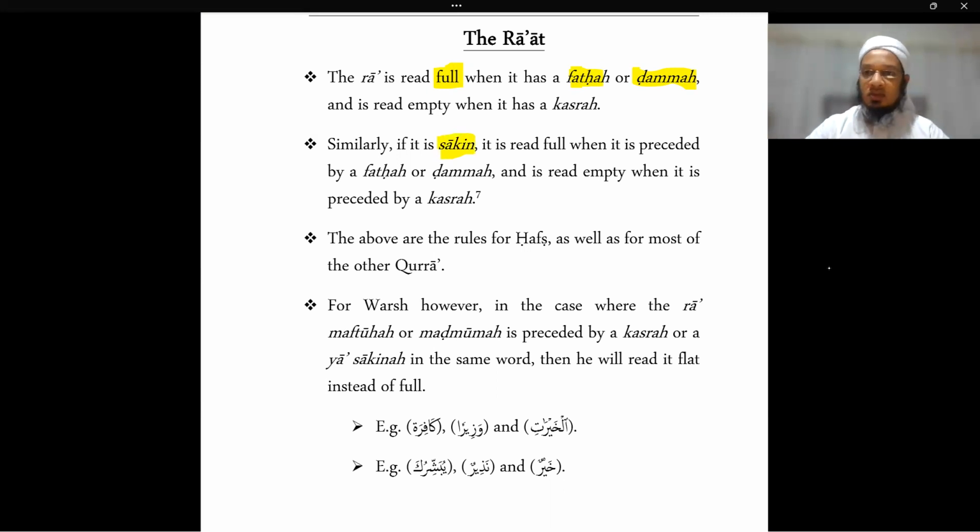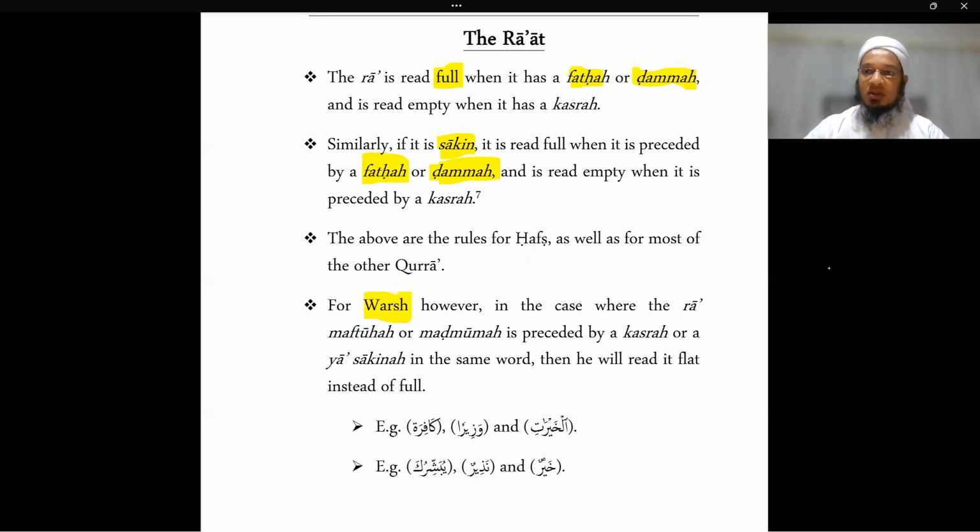If the ra has a sukoon, then you must look at what comes before, what precedes the ra. If it is preceded by a fatha or a dhamma, then it will still be full. Ar and ur, it will be full. But if it is preceded by kasra, it will be read flat. Ir. There are exceptions to that for the riwayah of Hafs, but the general rule is that it will be read flat. Those same rules that we apply for Hafs apply for most of the other Qurra as well. Again, however, it is Warsh that will have a change over here.